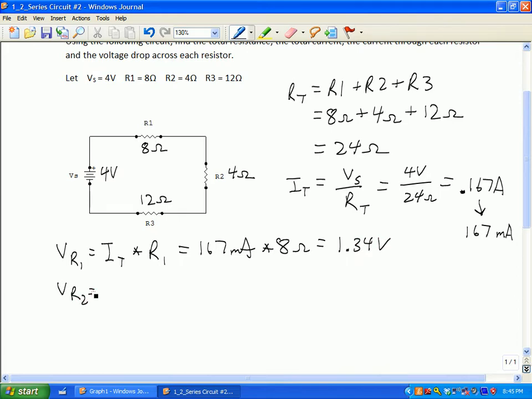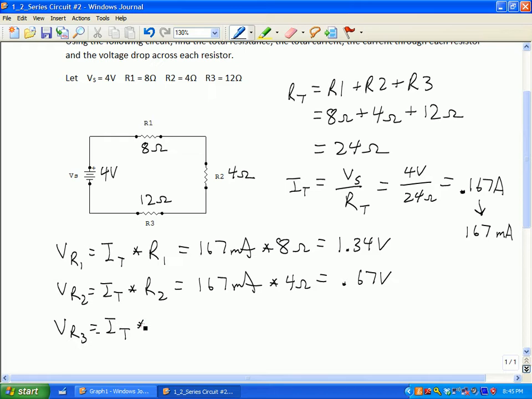VR2 is the total current multiplied by resistor 2. So that's 167 milliamps multiplied by R2 of 4 ohms, and that equals 0.67 volts. And VR3, same formula, total current multiplied by R3. I've got 167 milliamps multiplied by R3, which is 12 ohms, which gives me a voltage drop of 2 volts.